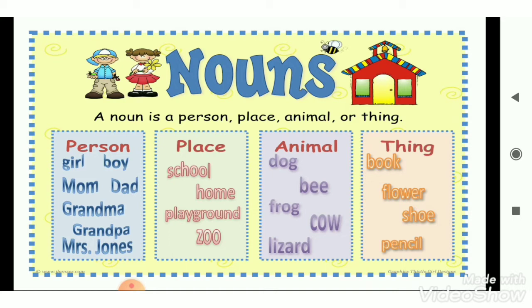So for example, if it's a person, it can be a name or a description of a person like mother, father, girl, boy, grandmother, grandpa. And for place, it can be school, home, playground, zoo, or the name of a country or state. So all these things come under a noun. And for animal, any animal or a bird comes under noun. And for things, anything that is tangible, anything that you can touch comes under a noun.